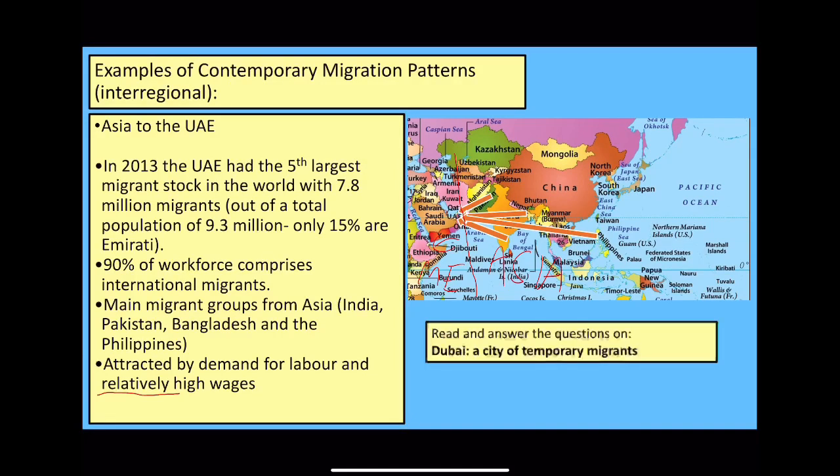So I'll attach a document, and what I want you to do is read through this sheet about Dubai, a city of temporary migrants. This is a news article, and there's some questions on the second page of it, and I want you to have a go at answering those questions.